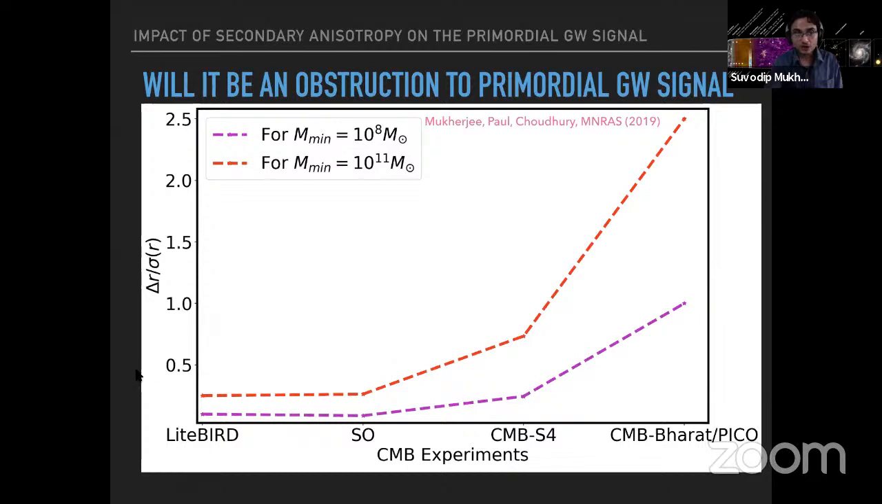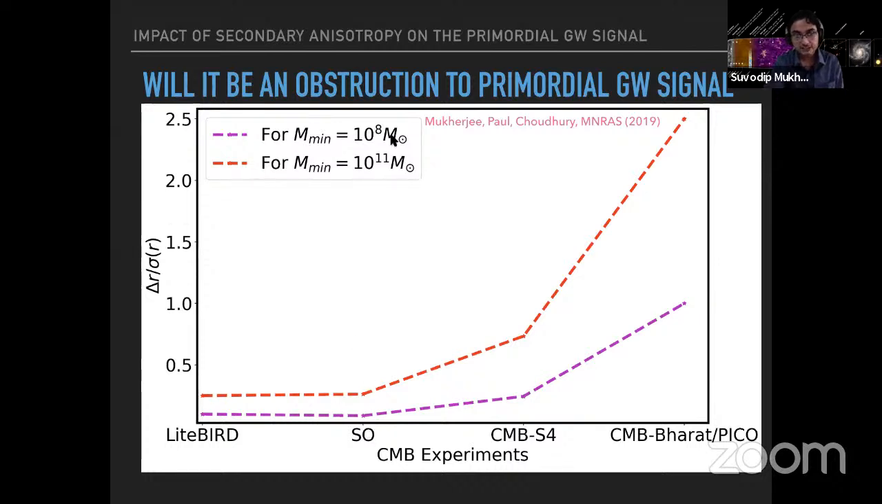So if you plot the typical bias you would expect on a value of r of 2 times 10⁻³, that is my delta r, and compare that with the sigma r of the mission after doing a likelihood analysis, what you find is that for a LiteBIRD-like mission, the bias can be much less than 0.5. Similar story for Simons Observatory.